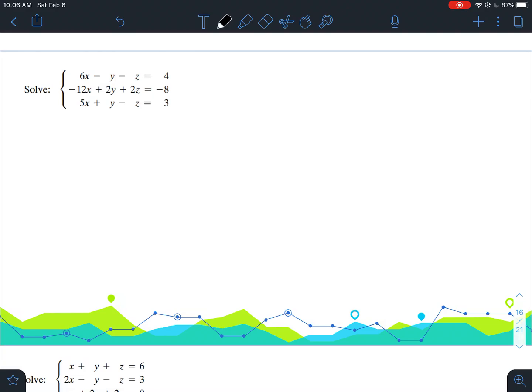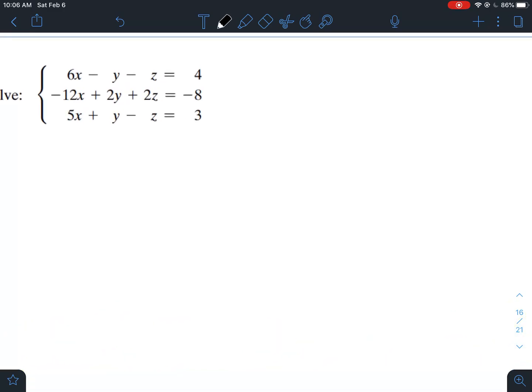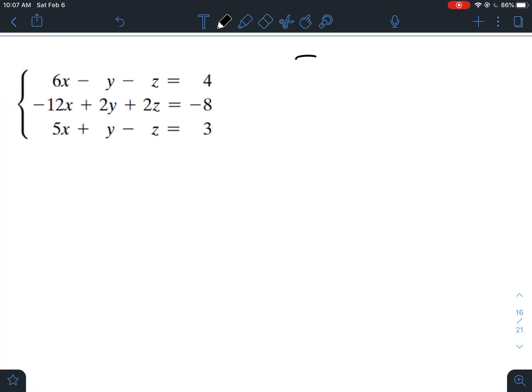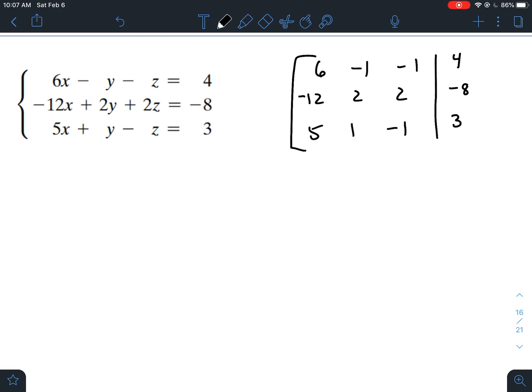All right, let's try another one. 6x minus y minus z equals 4. Negative 12x plus 2y plus 2z equals negative 8. 5x plus y minus z equals 3. So let's put this in augmented form. So 6, negative 1, negative 1, and 4. Negative 12, 2, 2, and negative 8. 5, 1, negative 1, and 3.